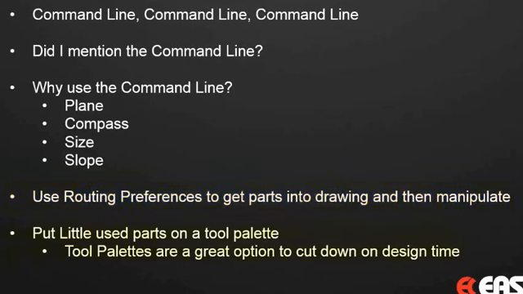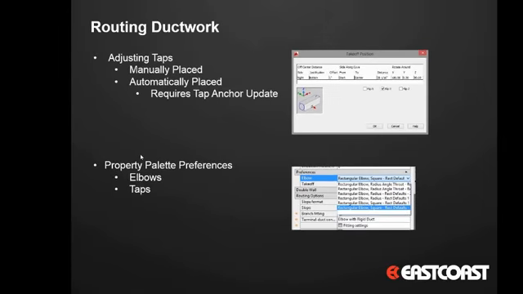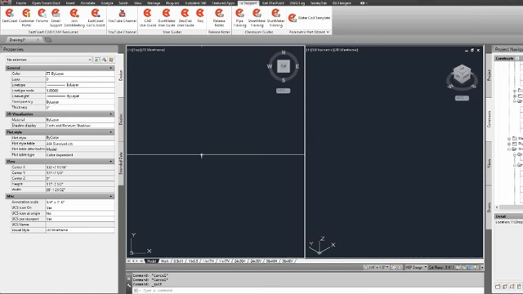And then parts that aren't available with the routing preference, put them on a tool palette, and we'll quickly go over how to get your parts on a tool palette so you don't have to go through your parts catalog to try to find them. So let's skip over here into AutoCAD MEP, and let's get some duct in our drawing.